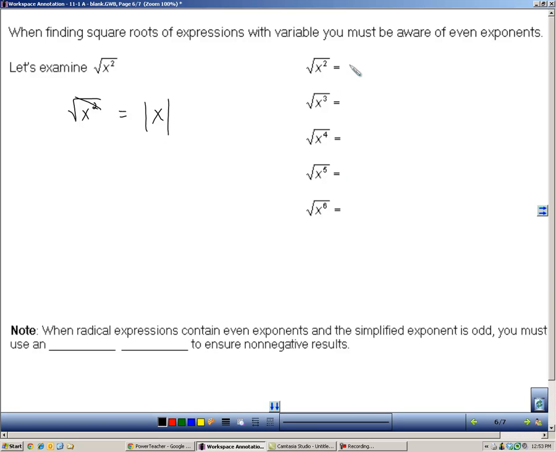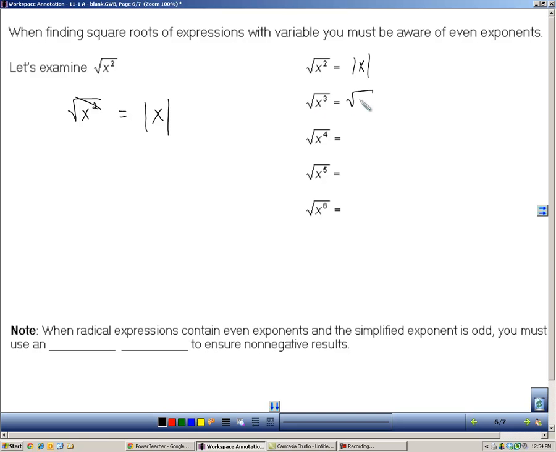So we say that the square root of x squared is the absolute value of x. To be honest, I don't always use the absolute value. It's the official answer, and I'm going to show it to you now, but a lot of mathematicians just use x and move on with life, so I'm really not going to mind if you do that. But let's examine square root of x to the third.